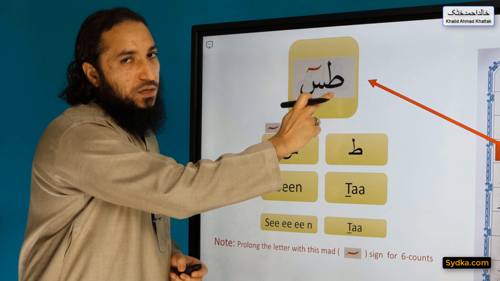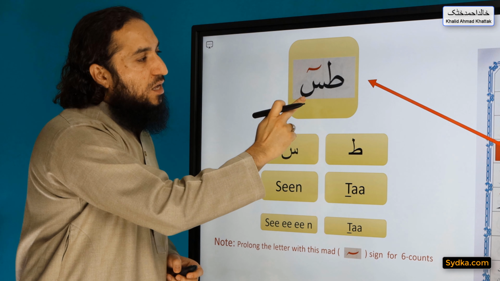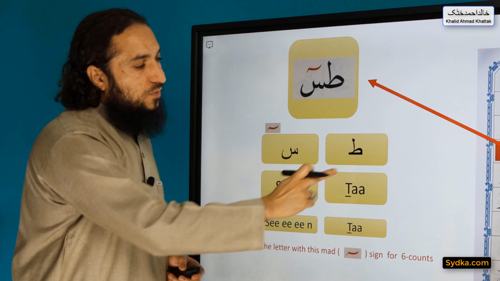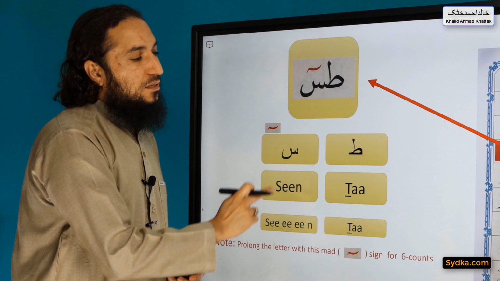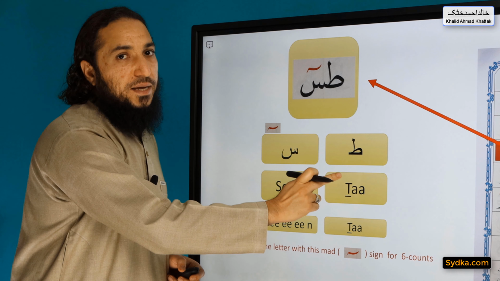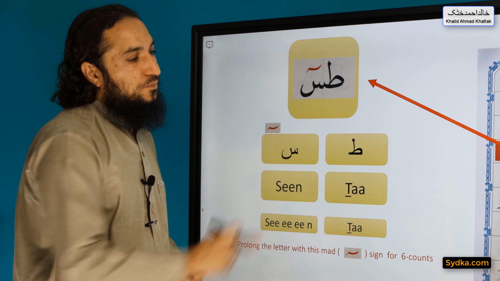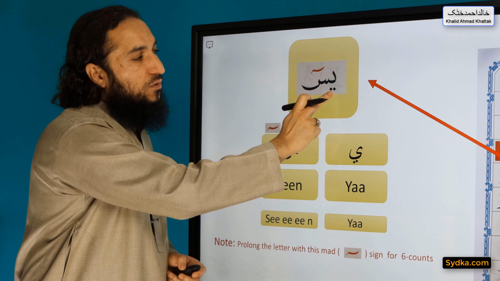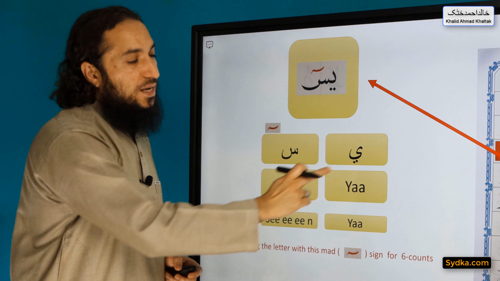So here ta, it doesn't have the mad, it's 2 counts prolongation, and sin has got mad, so it's going to be prolonged 6 counts. That's going to be ta sin. Again, ta sin. Ya doesn't have mad, so it's 2 counts, and sin has mad, so it's 6 counts.